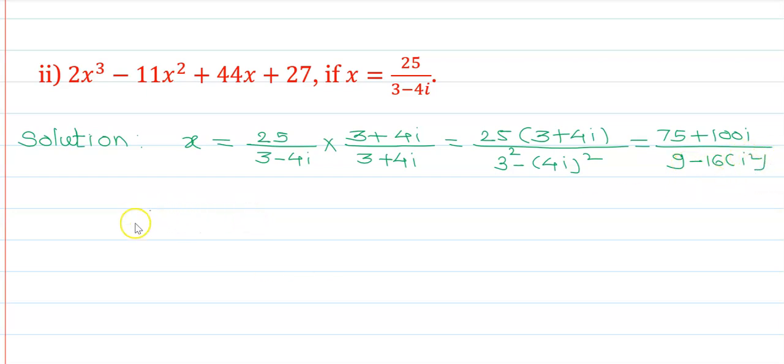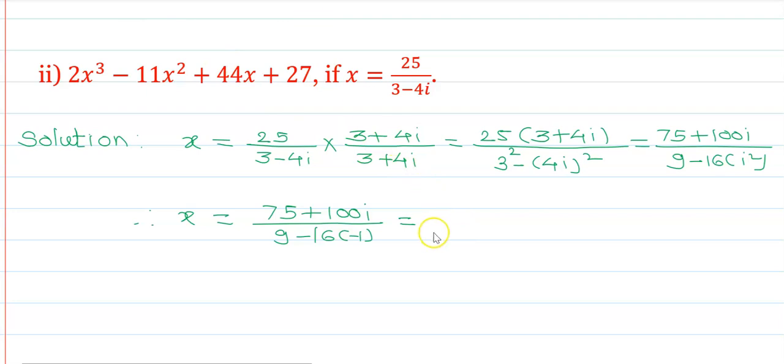Okay, and therefore here x is equals to 75 plus 100i upon 9 minus 16 into minus 1, that is equals to, we can take here 25 as a common.